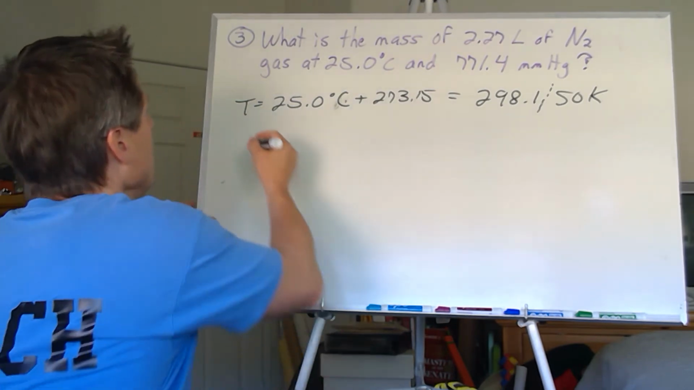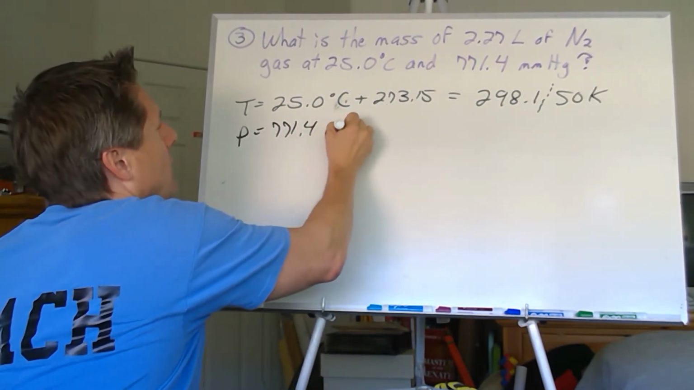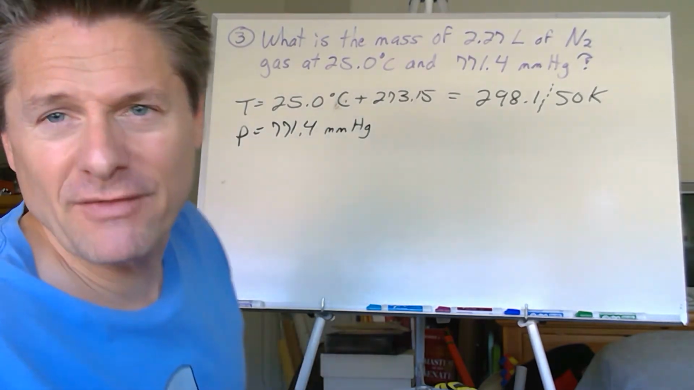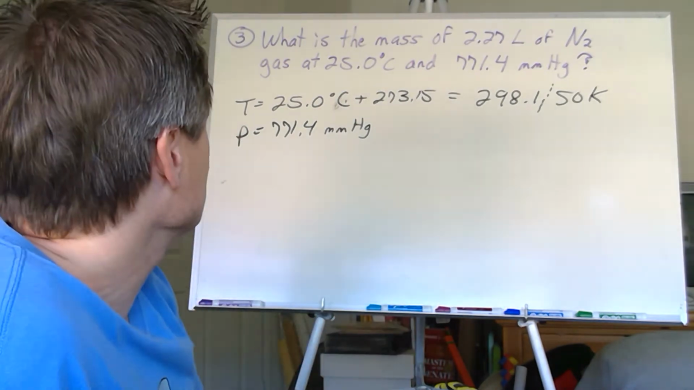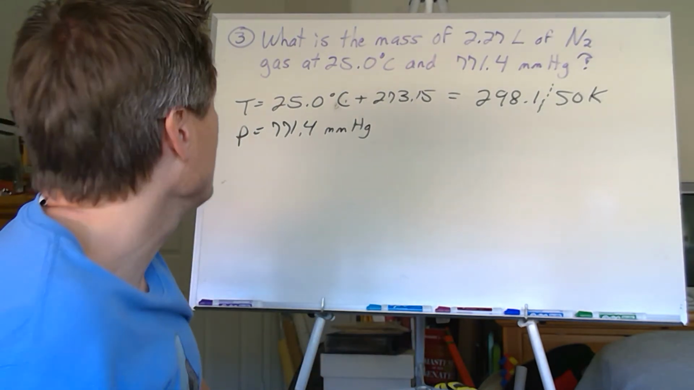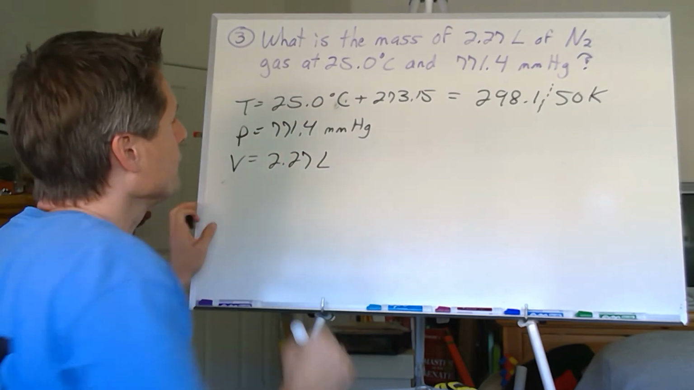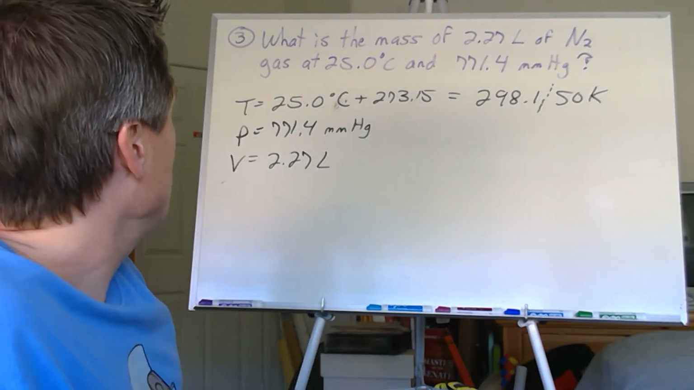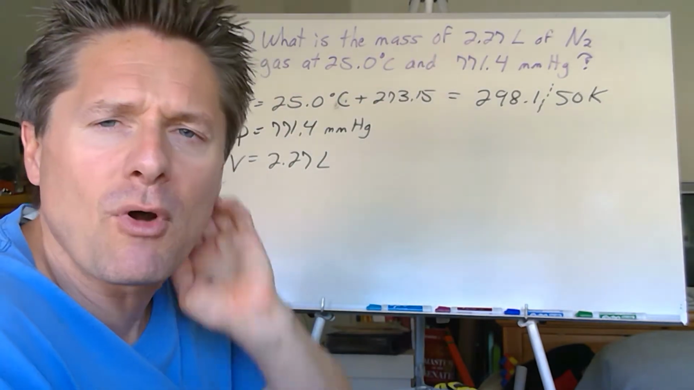What else am I given? I know my pressure. 771.4. We're probably going to have to convert that to atmospheres, but I don't like to anticipate that. I'll do that in the unit line equation later. I know the volume. That's good. I got PV. I've got the mass.